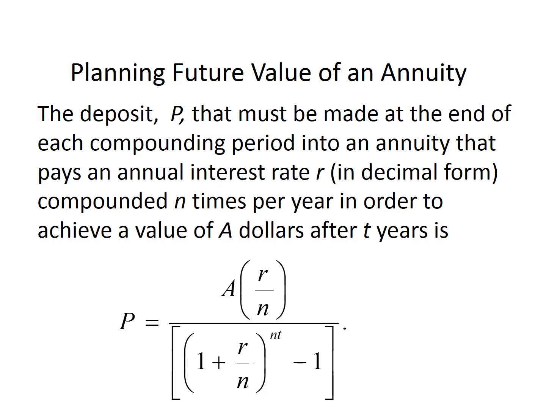Planning the future value of annuity. So the other formula was to solve for A, so we were finding the amount at the end of a specific time. This one's figuring out how much you would have to deposit each time period to get a certain amount. So this time we will be given the ending amount and asked to figure out how much we need to deposit each time period. Okay, so this is formula number 6. Number 5 finds A for a given P. This one finds P for a given A.